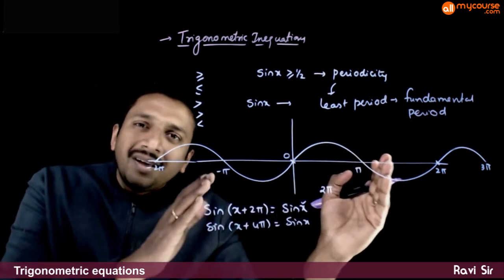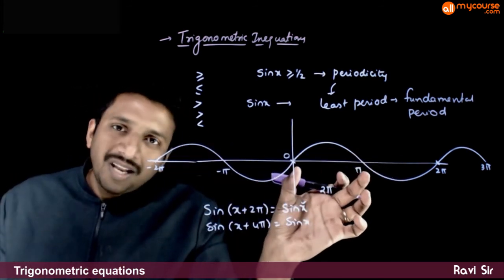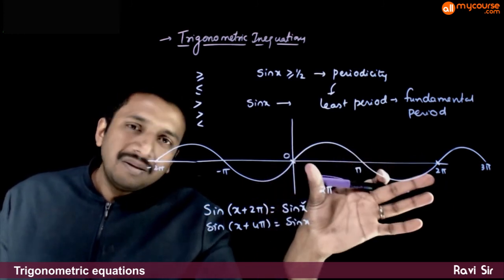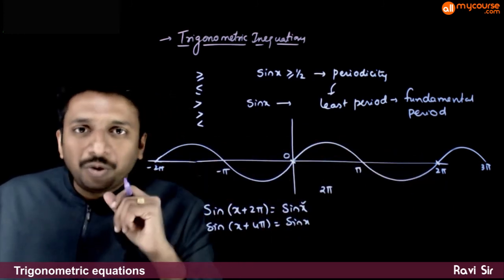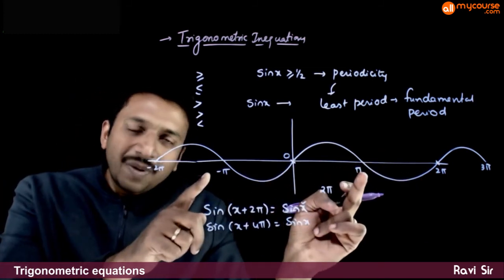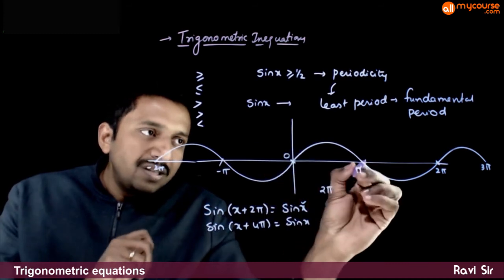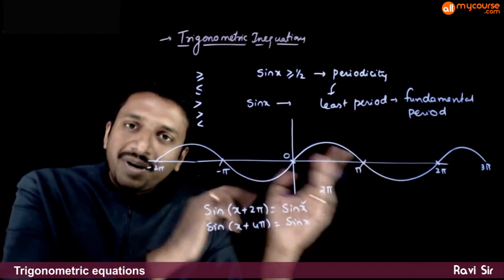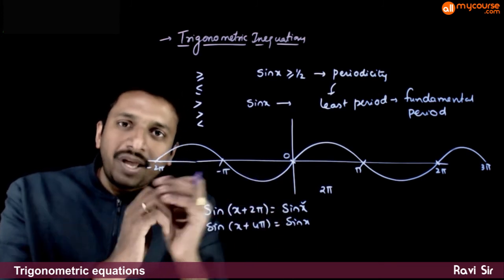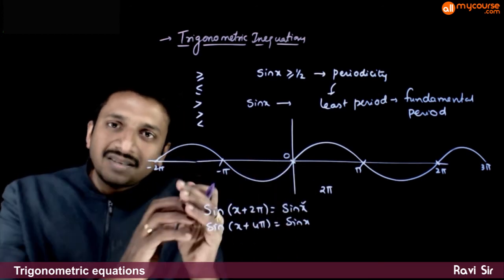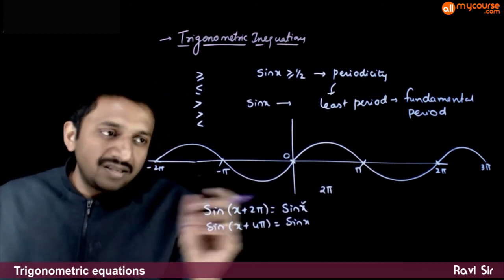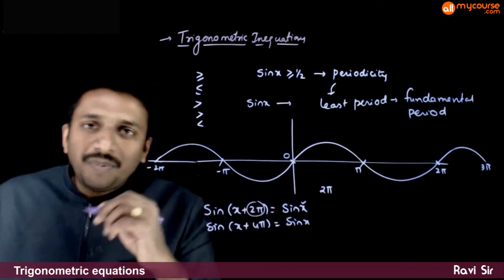I cannot go less than 2 pi, because if I go only till pi, the graph is not repeating itself. So the basic cycle is a cycle of length 2 pi. I don't need to take exactly this part of the cycle; I can also take this part of the cycle, and it is also repeating itself. So any continuous interval of 2 pi repeats itself. Hence 2 pi is the fundamental period of sin x.